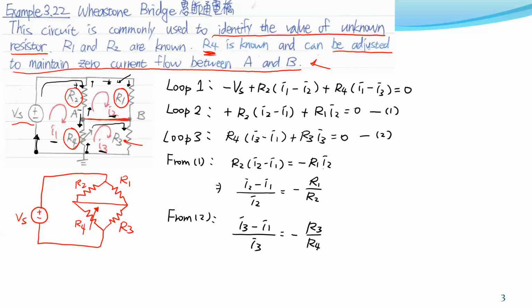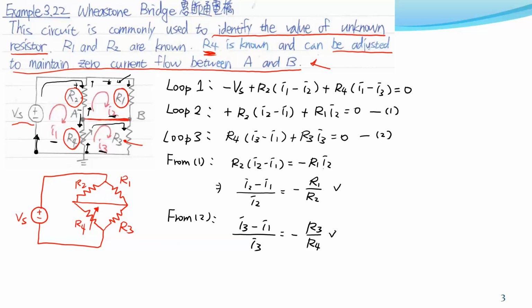This is R4. Wait, this is R2 over R1. R1, R2. Okay. Am I right? I1 minus I2 times R2. Yes, is it correct? Okay, times R1. Okay, and then R2. Okay, it's correct. So let's focus on these 2 equations.